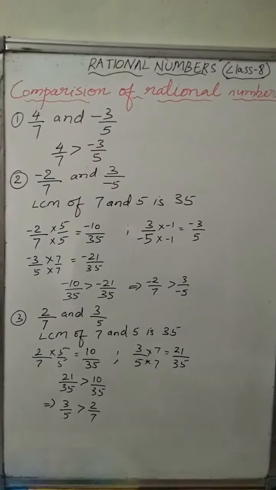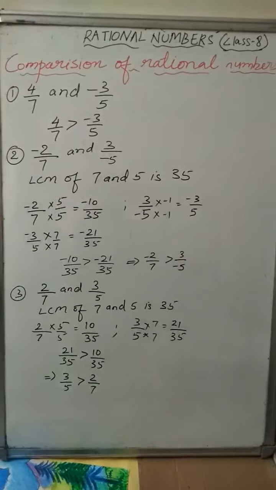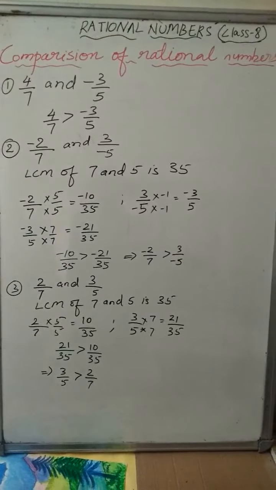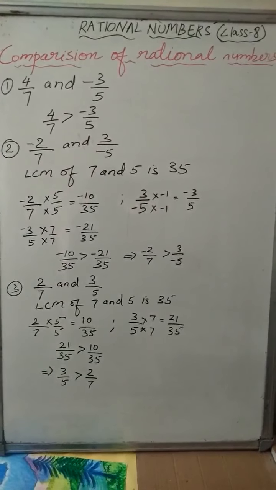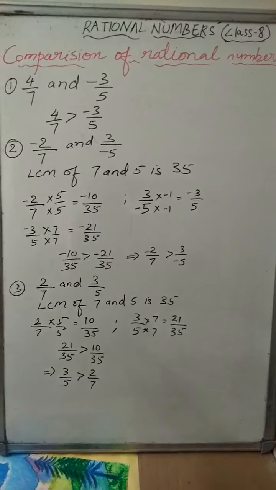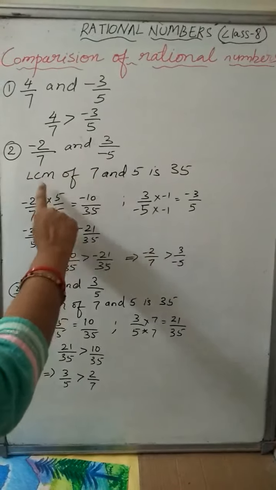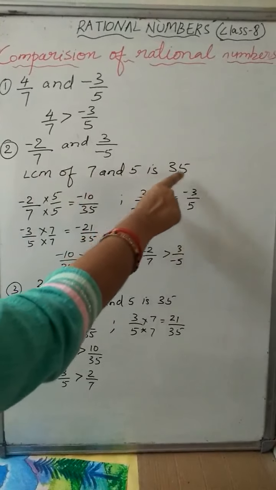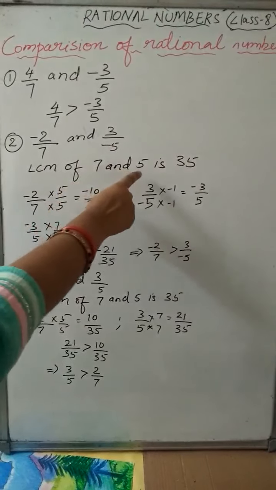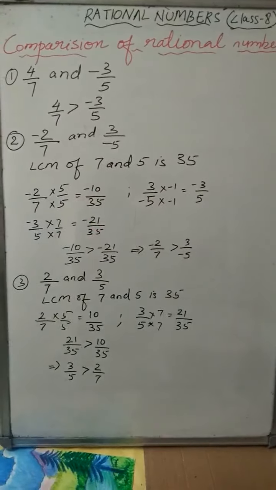Next example, minus 2 by 7 and 3 by minus 5. Now here both the rational numbers are carrying a negative sign. So in this case, how to compare, we are going to learn. So the first step is take the LCM of the denominators, that is 7 and 5. So the LCM of 7 and 5 is 35. I think all of you know that because 7 and 5 are co-primes, their LCM is their product.